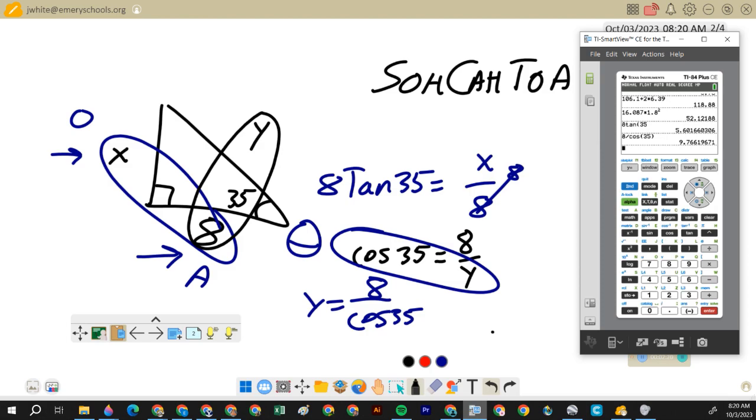The only missing thing here is this angle. And remember, the two base angles always add to be 90. All we need to do is 90 minus 35, and that angle is 55.